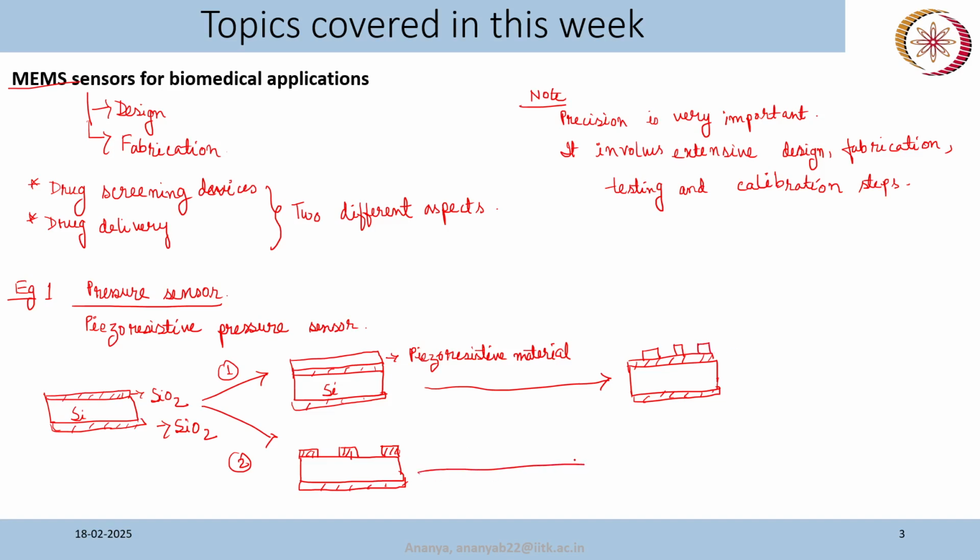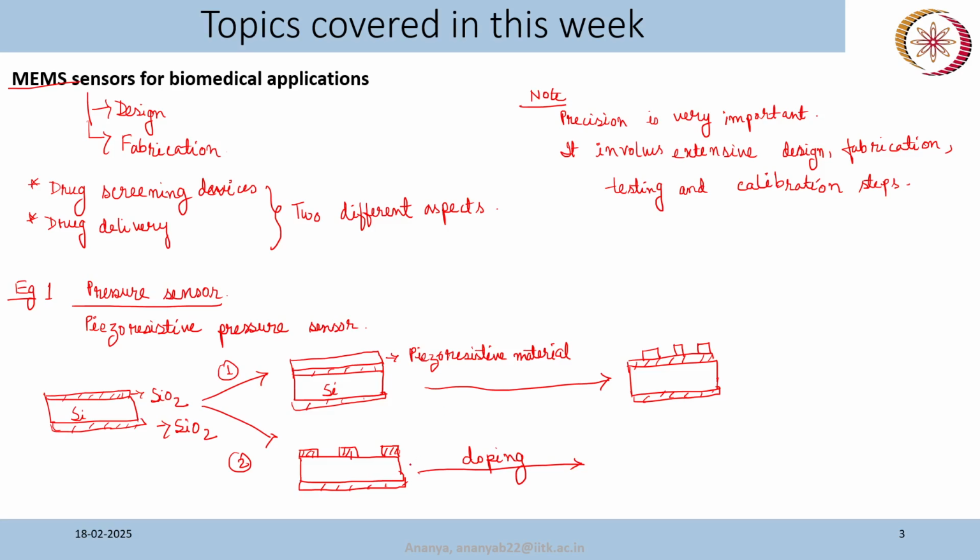Or you can go for doping. If you remember, I discussed briefly in earlier weeks that in microfabrication techniques, there are basically four components. One is deposition, by which you can make a thin film. Then patterning, using photolithography, and etching, by which you can make different patterns. And the last component is doping.